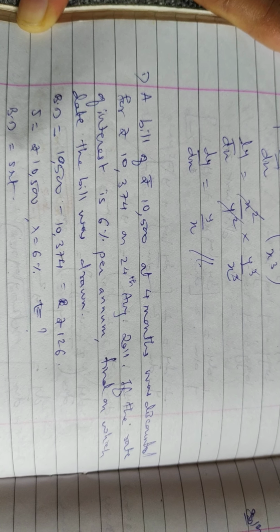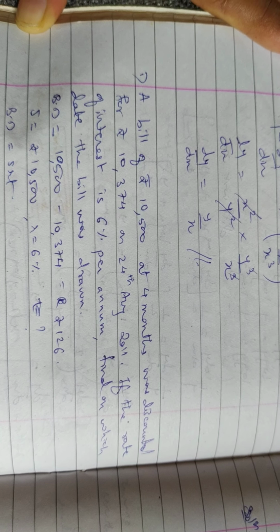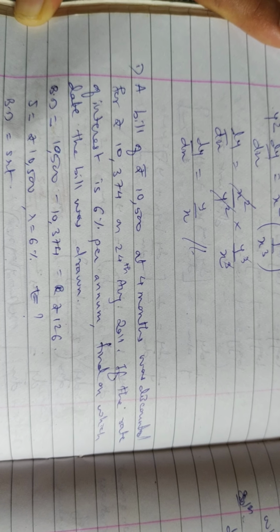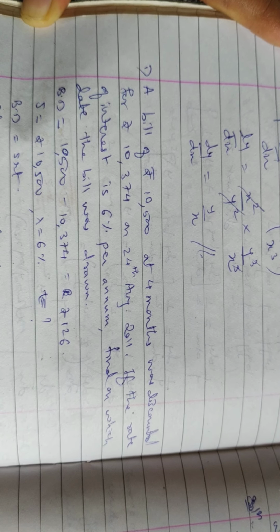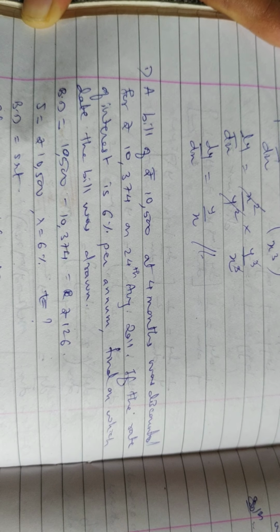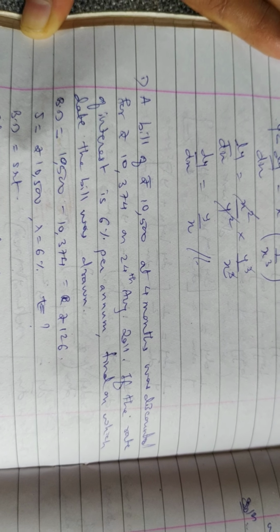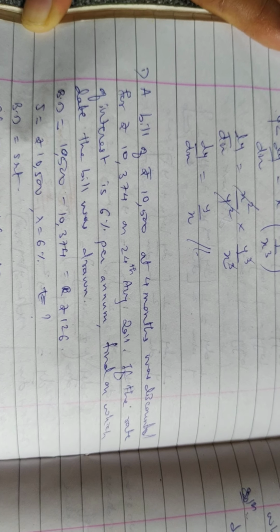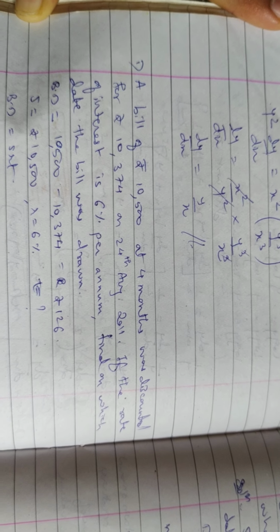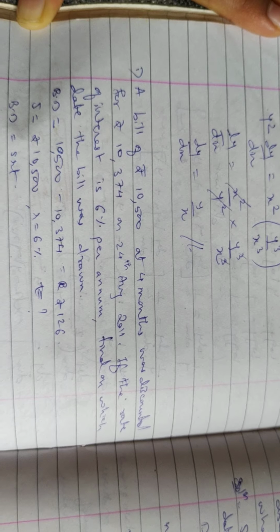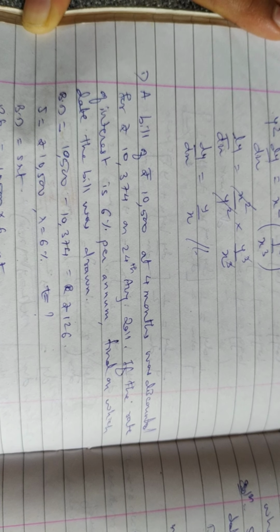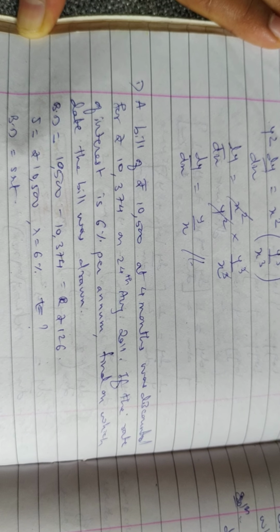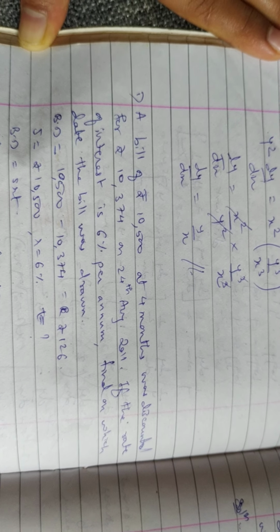Okay, so in this case, you are given the face value of the bill, that is 10,500. You are given the discounted value of the bill, that is 10,374 rupees, and the date of discounting is given, that is 24 August, and you are asked to find the date on which the bill is drawn. So to proceed ahead, let us start by finding banker's discount.